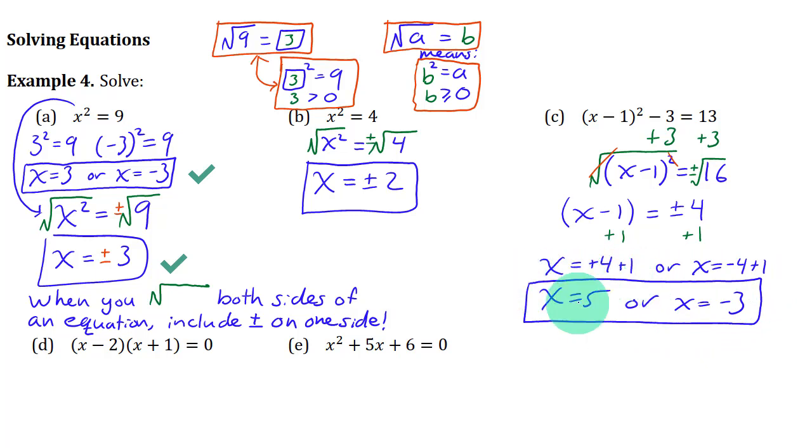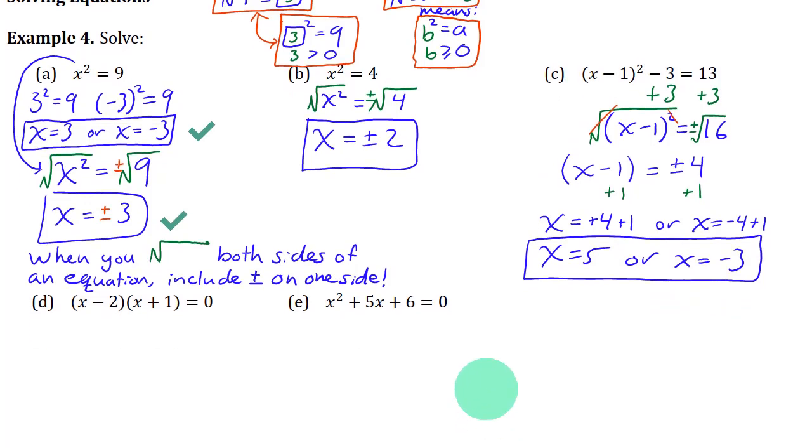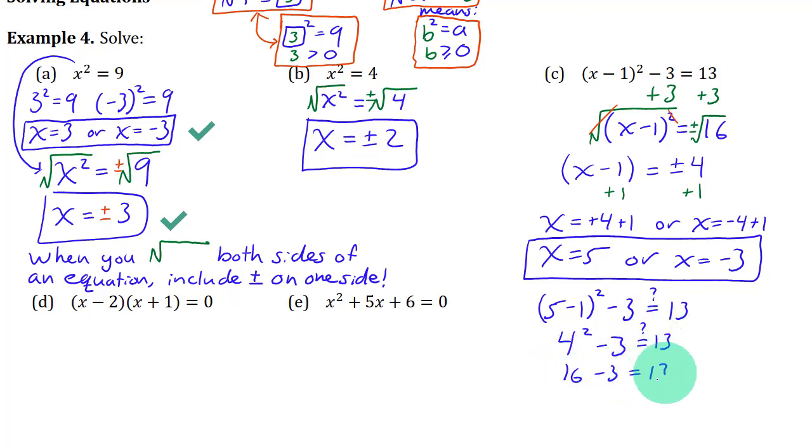And just like with every other kind of problem, I always recommend checking your answer, not only to check your answer, but just as a way to get a deeper understanding of why this works. So I'm going to replace the x with 5 here and do 5 minus 1 squared minus 3 equals 13. See if that works. 5 minus 1 is 4, so you got 4 squared minus 3. Is that 13? 4 squared is 16 minus 3 equals 13.